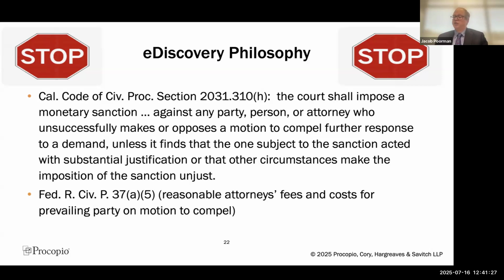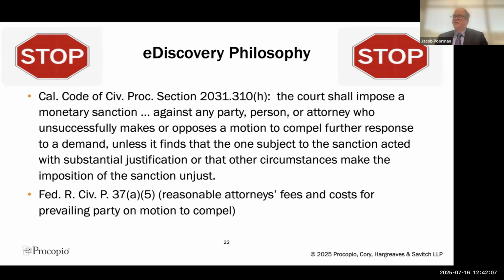Similarly, in federal court, if a motion to compel is granted, or if the disclosure or requested discovery is provided after the motion was filed, the court may require the party or deponent whose conduct necessitated the motion, the lawyer advising the conduct, or both, to pay the movant's reasonable expenses incurred in making the motion, including reasonable attorney's fees, unless: 1, the movant filed the motion before attempting in good faith to obtain the discovery without court action; 2, the opposing party's position was substantially justified; or 3, other circumstances make the award of expenses unjust.